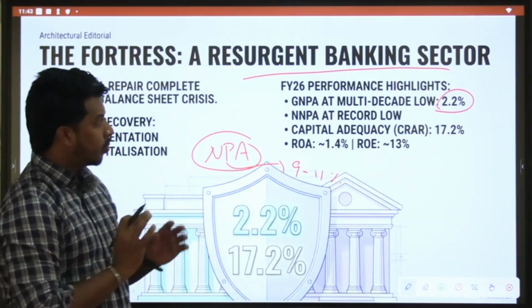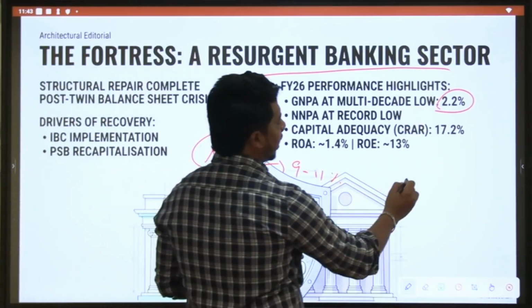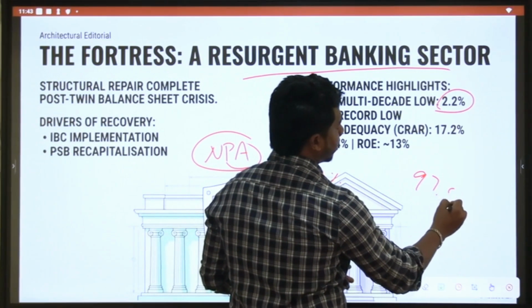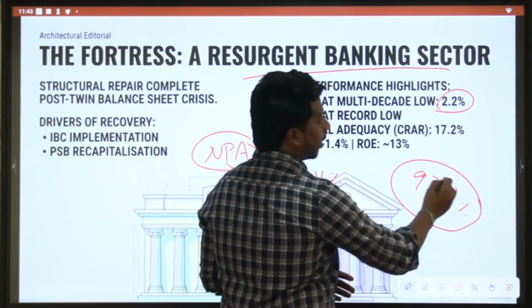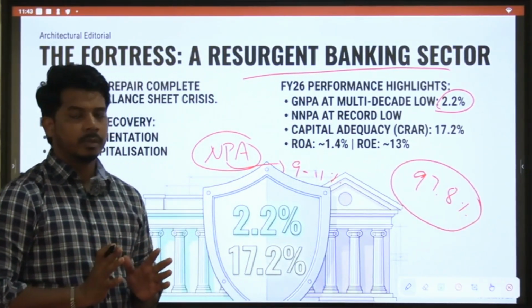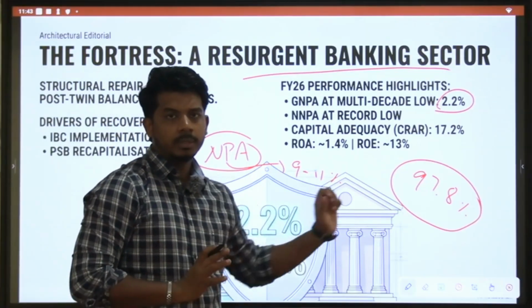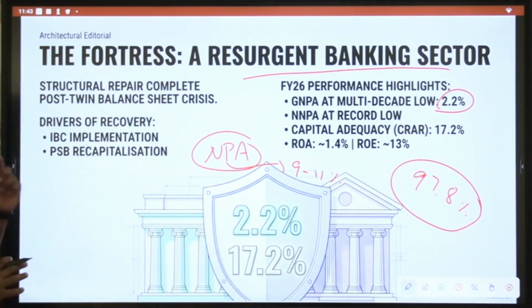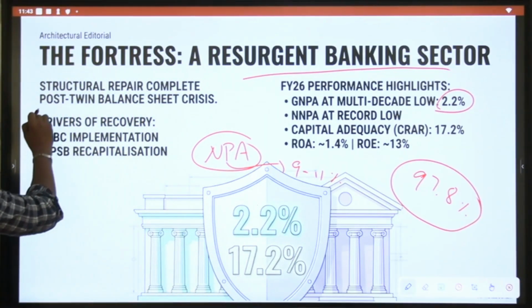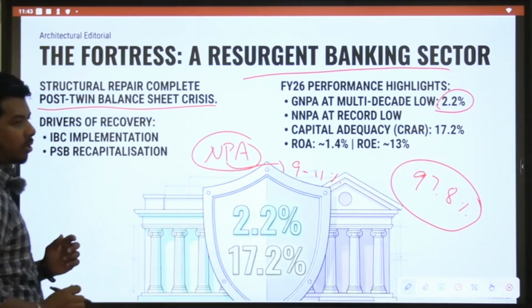That means almost 97.8% of the loans banks are giving are being paid back. So this is a good thing. The health of the banking system is good. Then the twin balance sheet crisis was over.